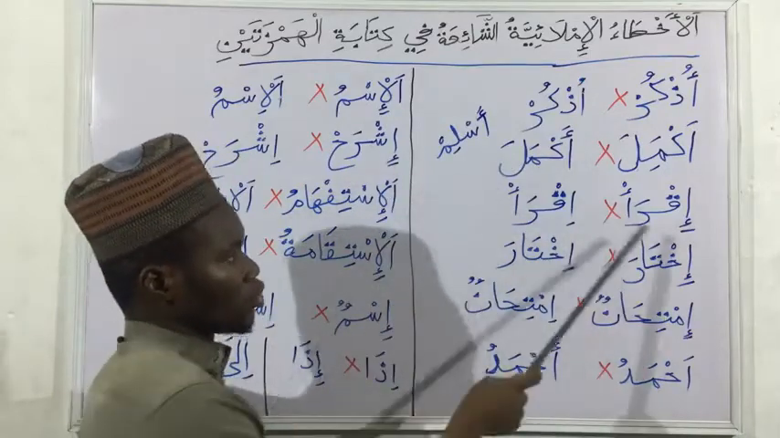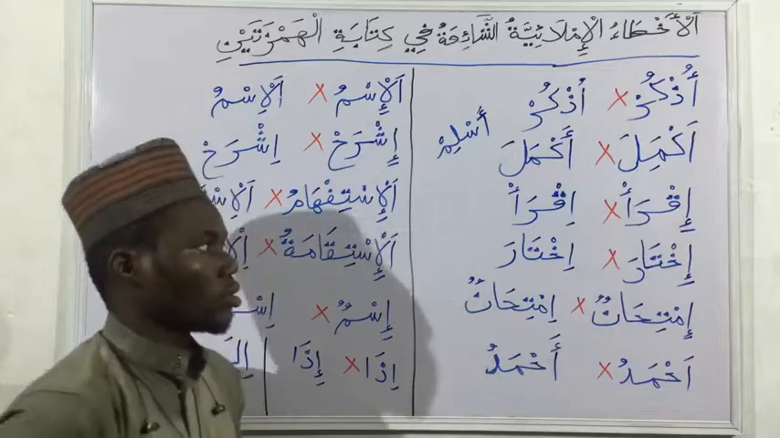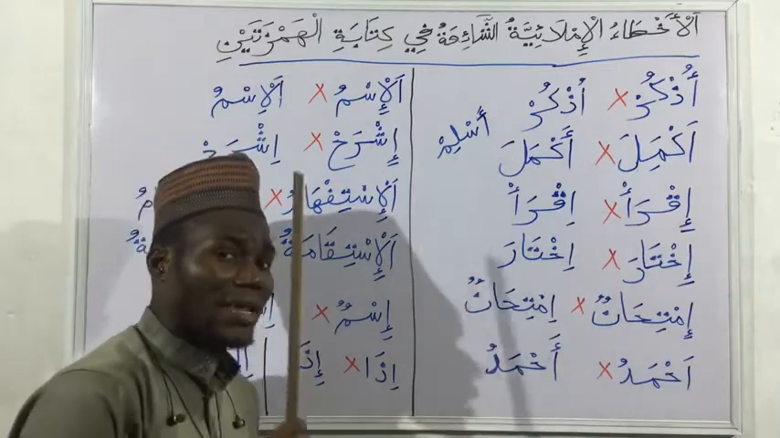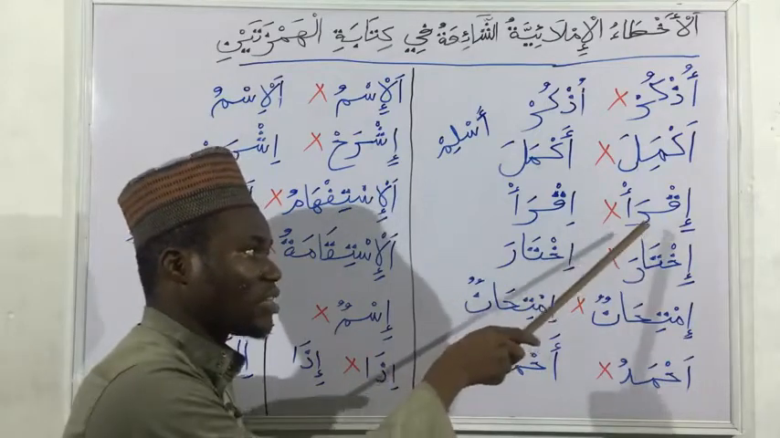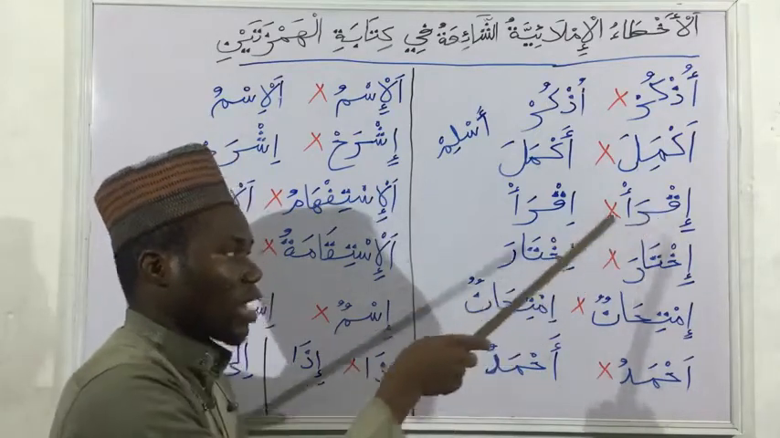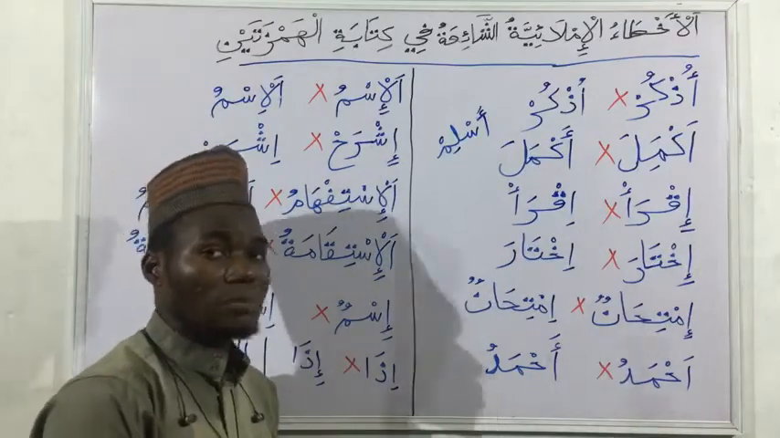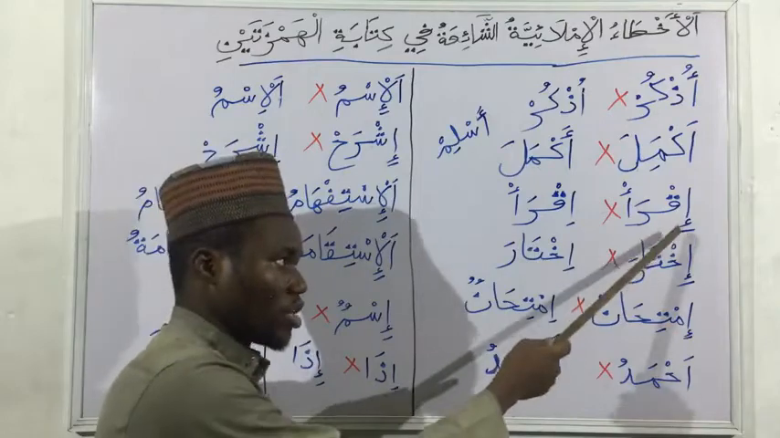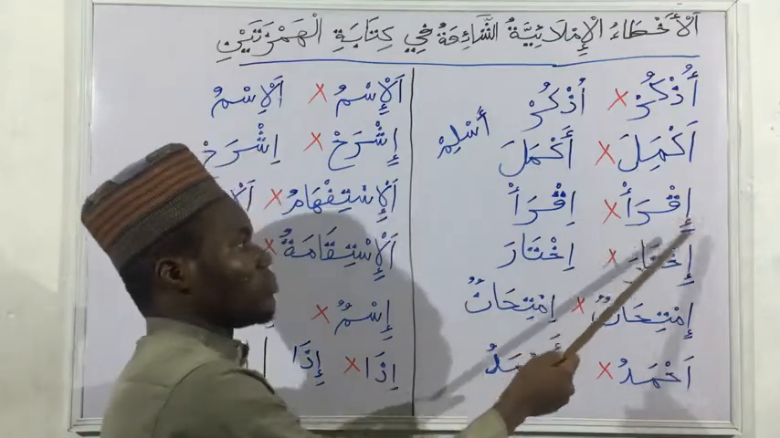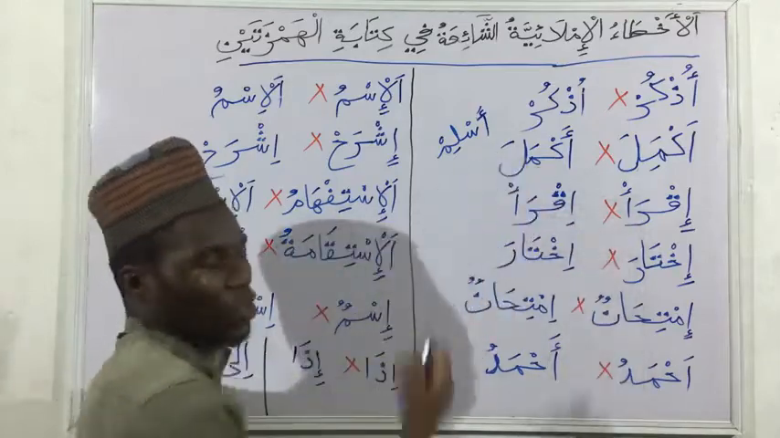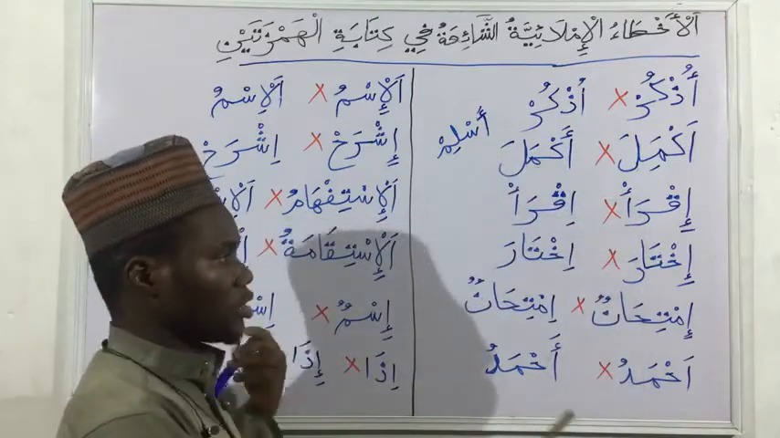Another mistake people do make. Here we have iqra, read. Again, this is amr thulathi. And if an amr thulathi starts with an alif, it must be hamzat al-wasl, not hamzat al-qat'. So you can identify the mistake here, because hamzat al-qat' is wrong. It is iqra, with hamzat al-wasl. I hope we get it. Now, moving on.